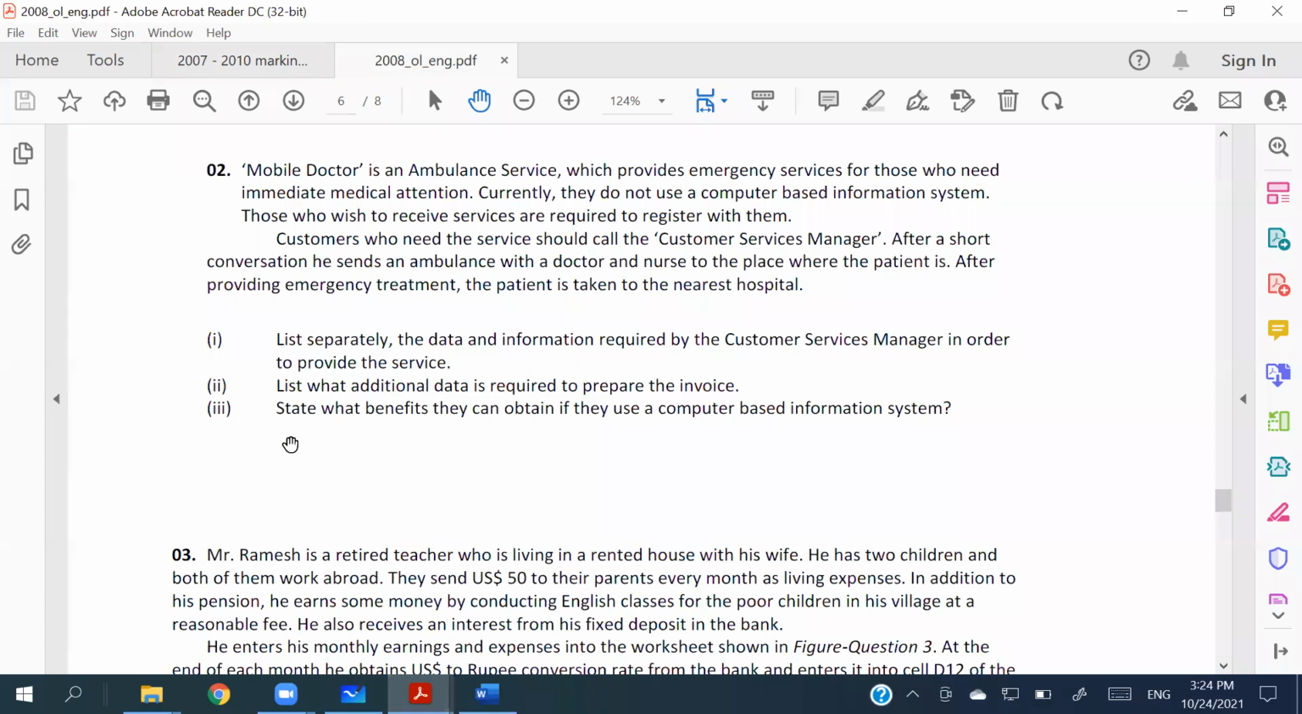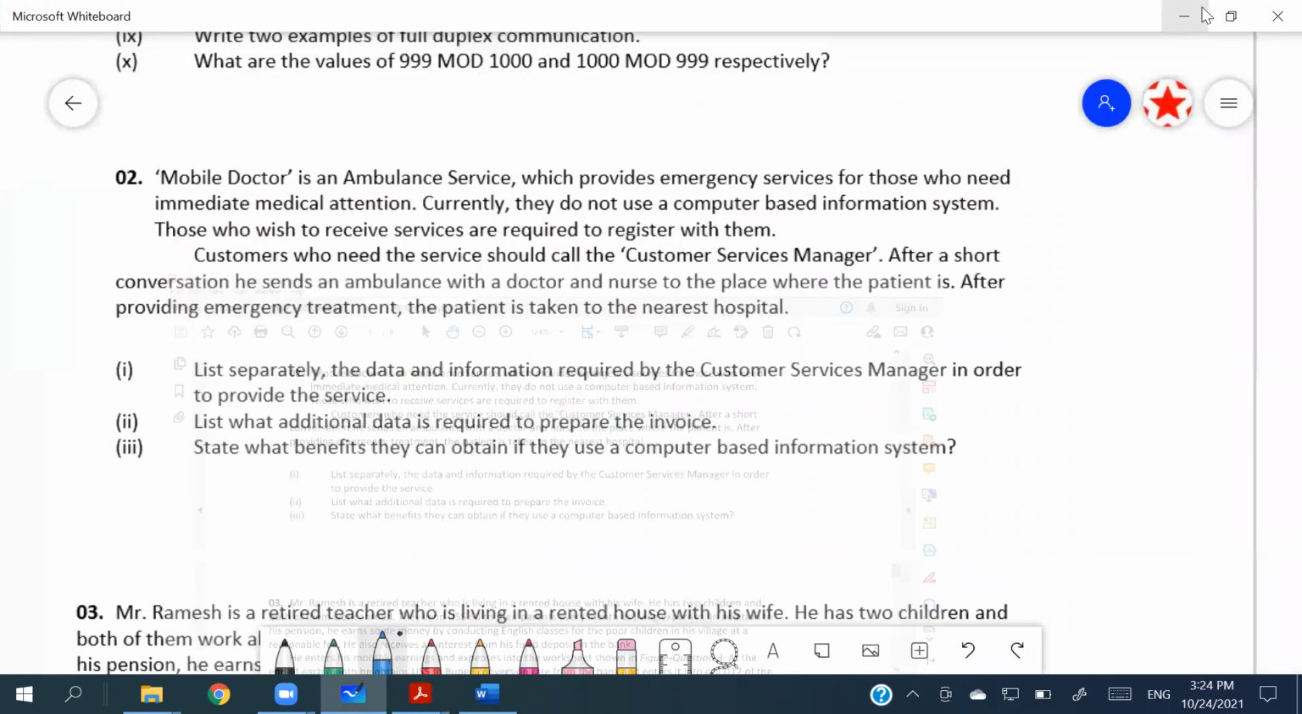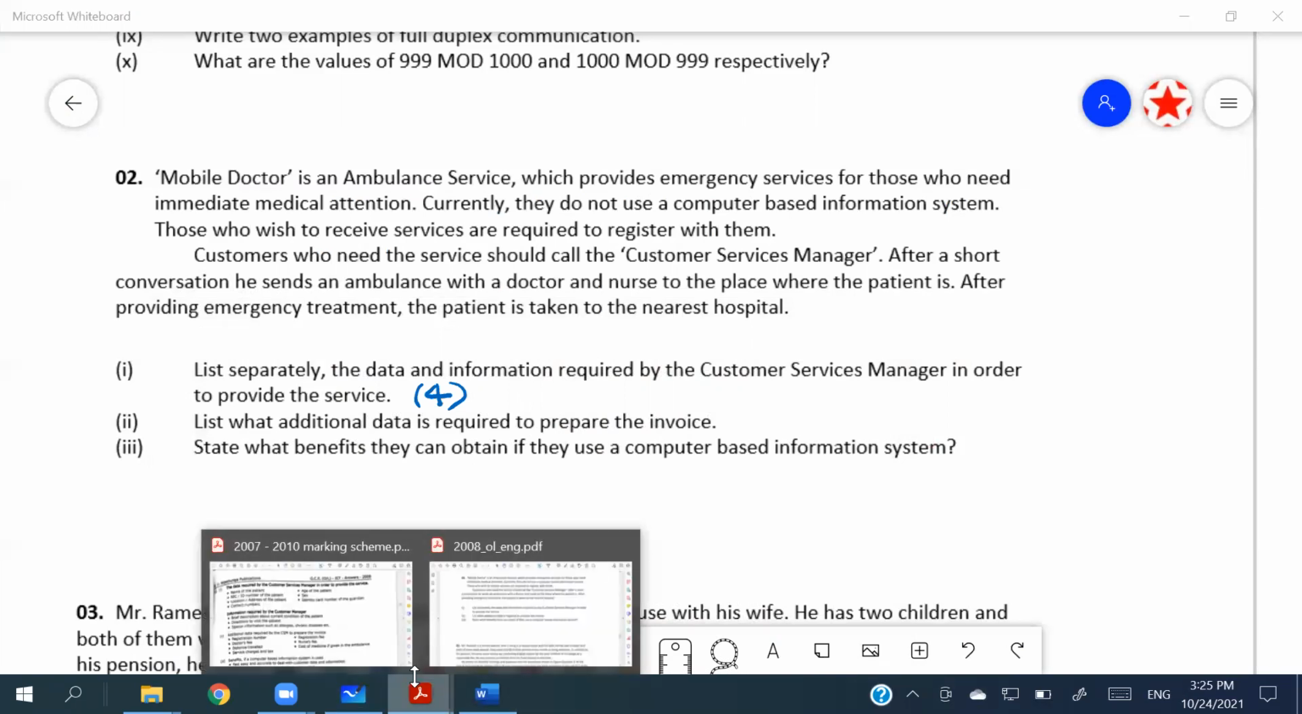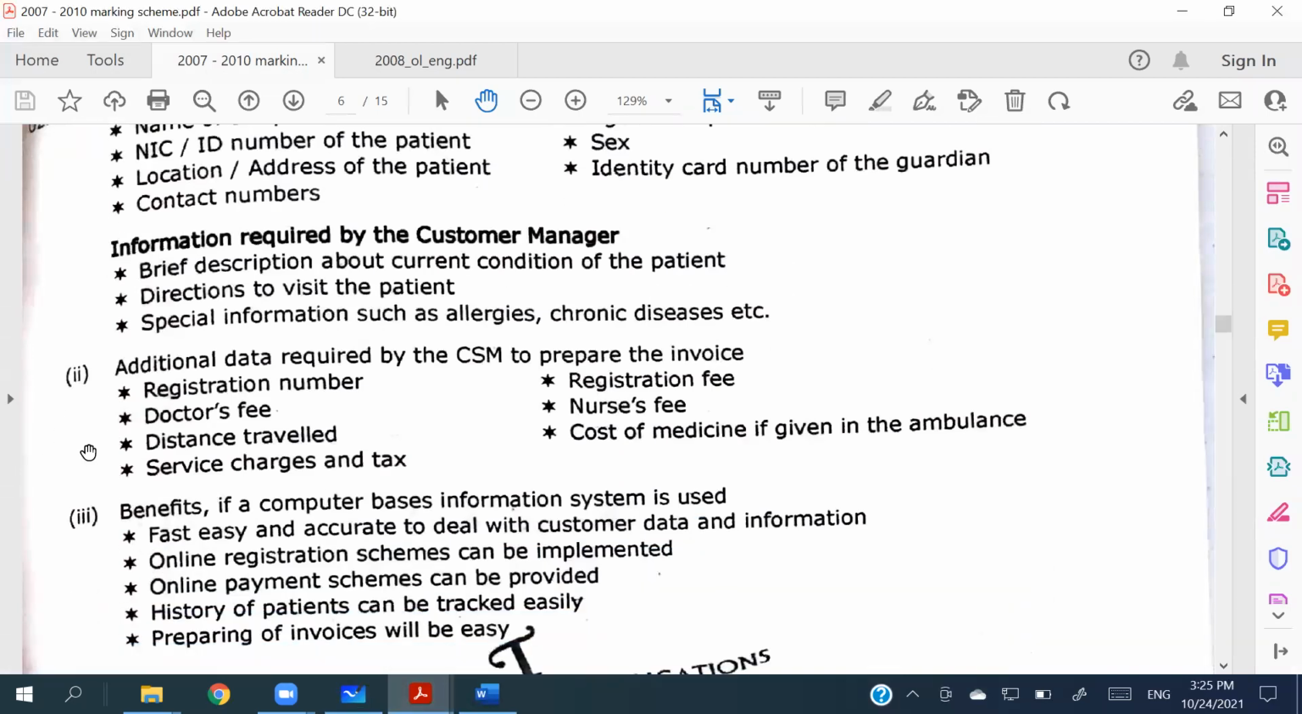Right, in the second part, what they are asking is, list what additional data is required to prepare the invoice, right? What are the additional data needed to prepare the invoice? So you can take 4 marks for the first part. And list what additional data is required to prepare the invoice. These are the things: registration number, doctor's fee, distance traveled, service charges and tax, registration fees, nurses' fees, cost of medicine, right? If anything is given inside the ambulance, you can take those as the additional data, right?